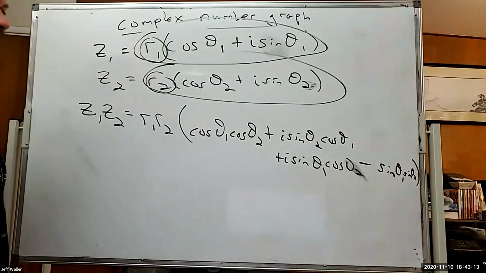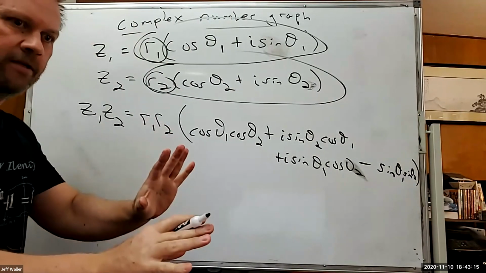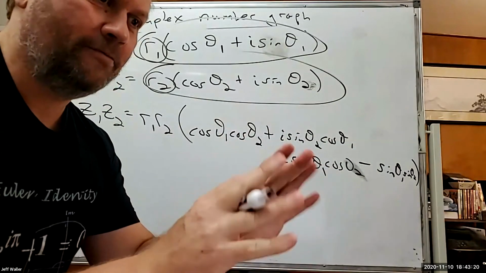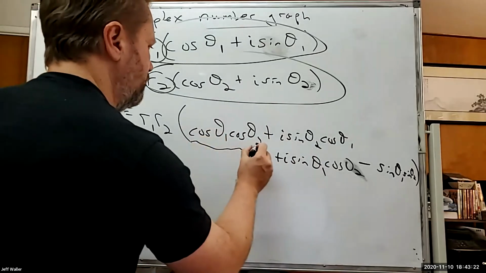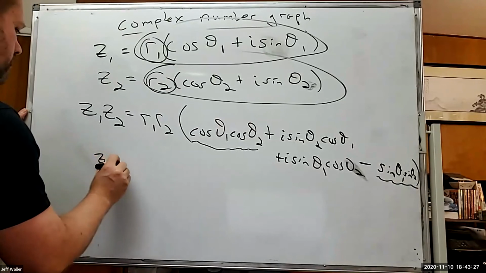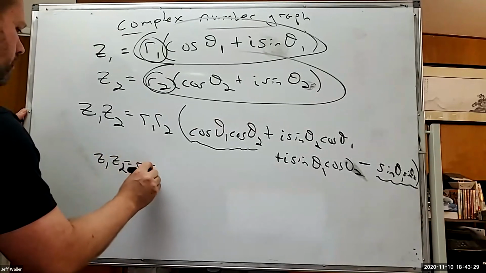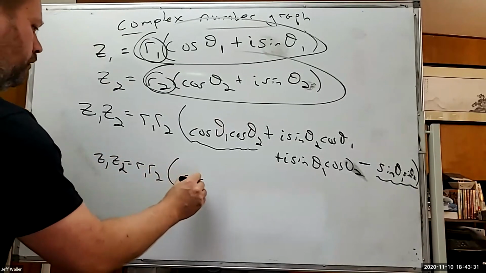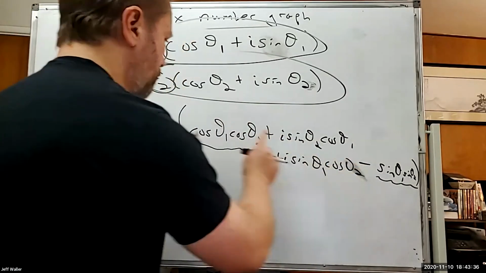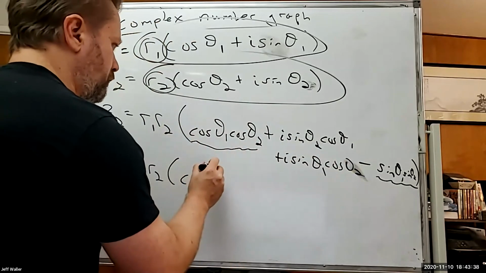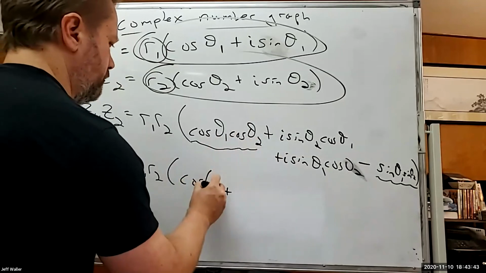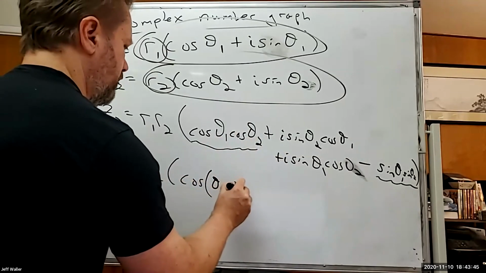All right, now watch. All the stuff without i's. Does this look familiar to anybody? Isn't that cosine of theta 1 plus theta 2? It must be cosine, and it's a minus, so it's going to be a plus of these angles. So that's the real part.